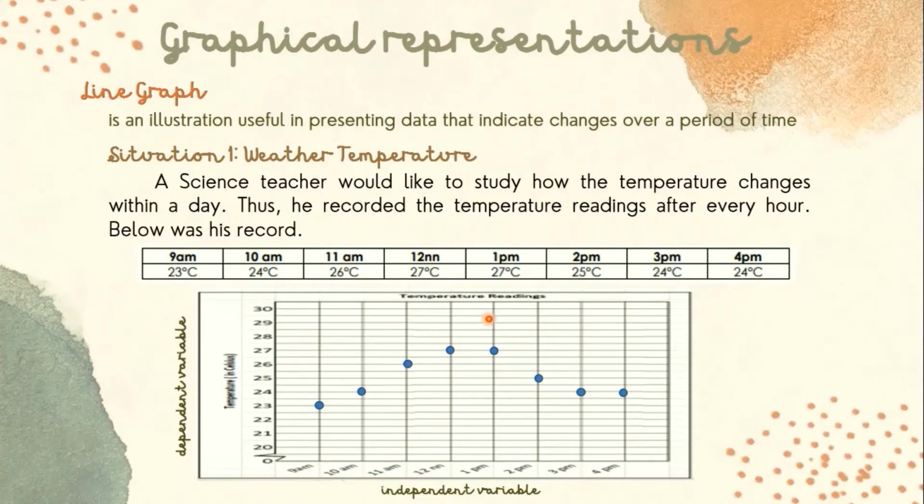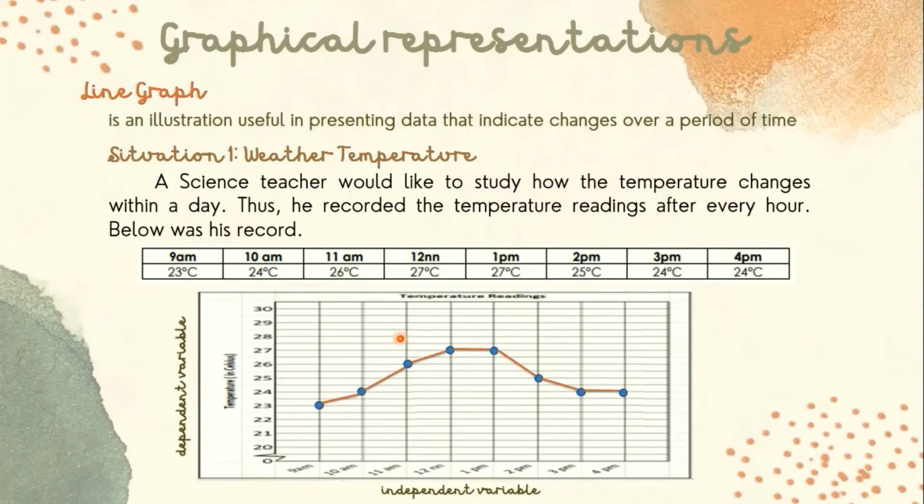Once we're done in plotting these data, connect the dots. Starting from 9 a.m., connect natin sa 10 a.m. to 11 a.m. to 12 noon, 1 p.m., 2 p.m., 3 p.m., and 4 p.m. Ito na yung ating line graph para sa data na ito.